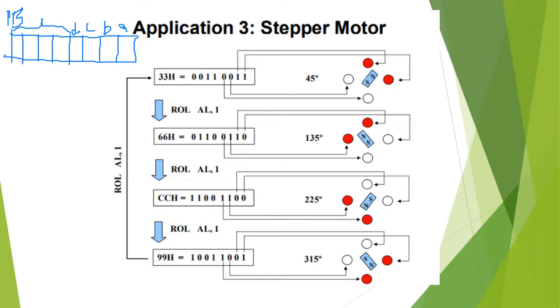First of all, for a 2-phase system, A and B are on, and C and D are off. The unused bits we have to make symmetrical, so it must be 0 0 1 1. That means 33H. Okay, then what will happen? B and C on. This one is on, that means this one is off and this one is off.